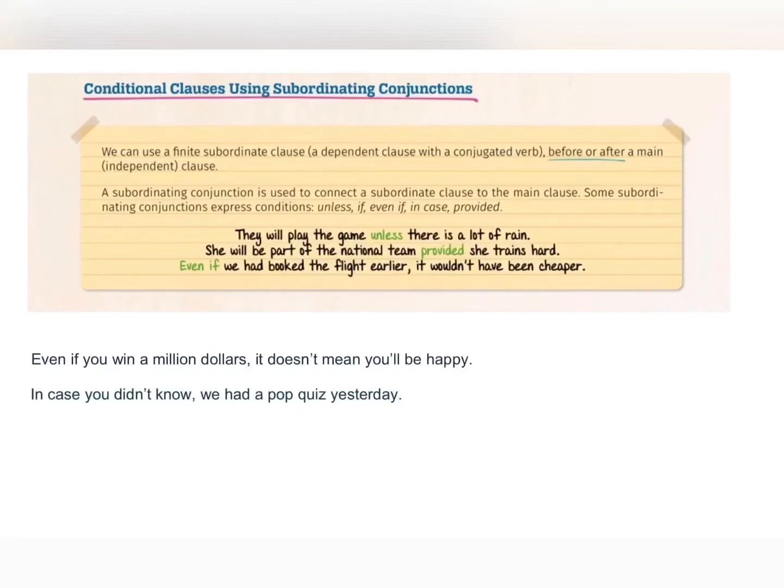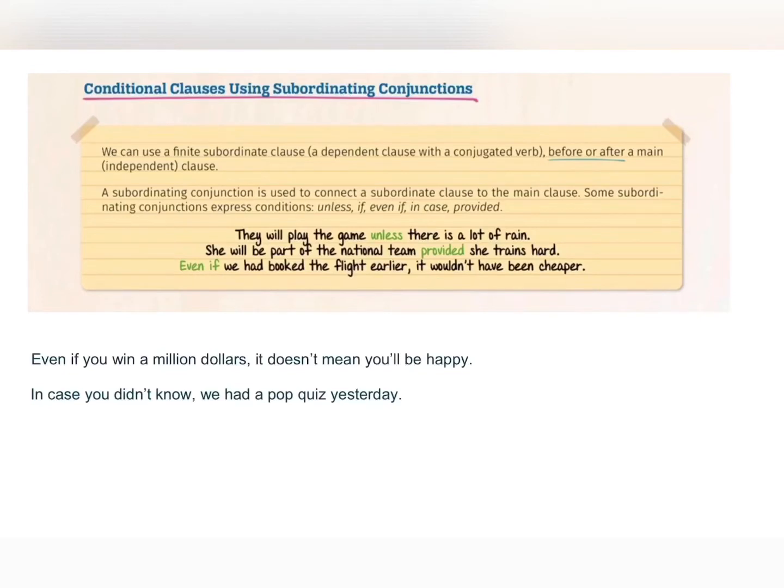Our first grammar topic was conditional clauses using subordinating conjunctions. And one important thing to note here is the difference between dependent and independent clauses. So dependent clauses are the ones that cannot stand alone in a sentence, and independent clauses are the ones that could be sentences on their own. And we use subordinating conjunctions to connect a subordinate clause to the main clause. Subordinate being dependent, main being the one that could be independent.